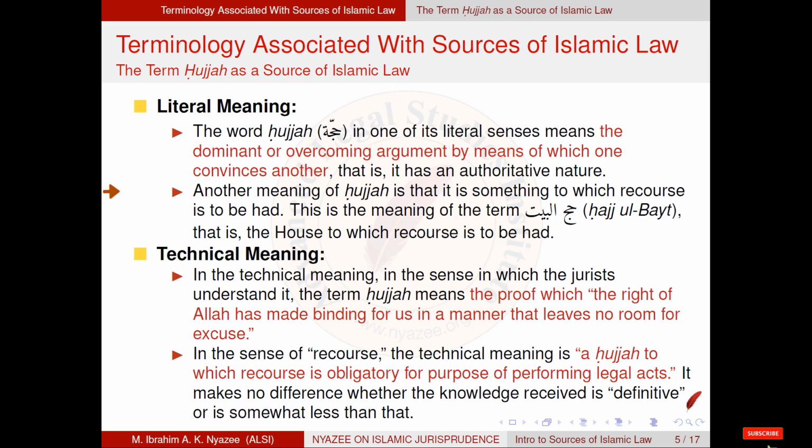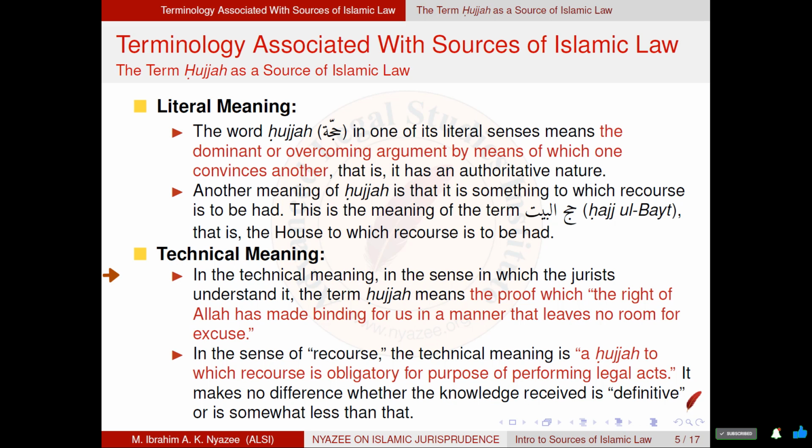Another meaning of hujjah is that it is something to which recourse is to be had. This is the meaning of the term hajjul bayt, that is, the house to which recourse is to be had. When the term hujjah is used with the name of a jurist like Imam Ghazali, then the term hujjatul Islam will mean a jurist who possesses great authority, or a jurist whose opinions carry great weight in Islam.